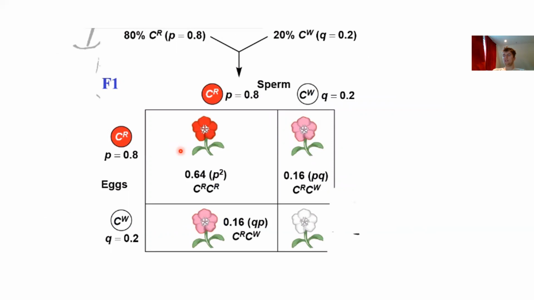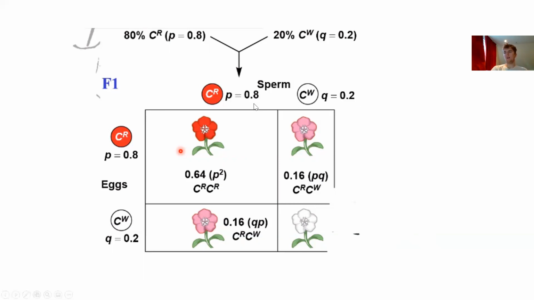So now we're going to look at this example. This looks a bit more complicated, but it's fine. Here we have the CR with a p of 0.8 and a CW with a q of 0.2. This was our original F1 generation, and the male will be able to make CR and CW alleles, and the female will also make CR and CW. So these are all the possible alleles that can be made.